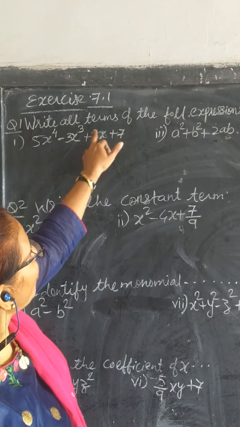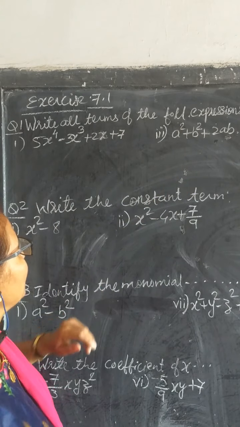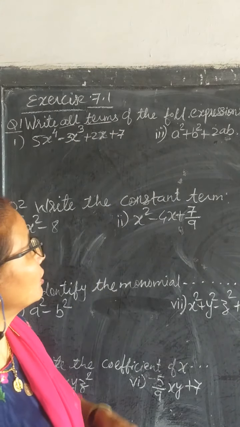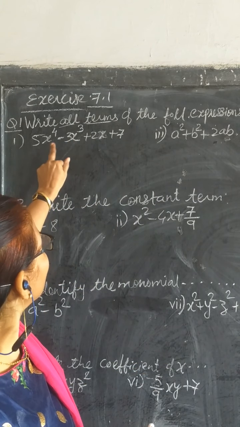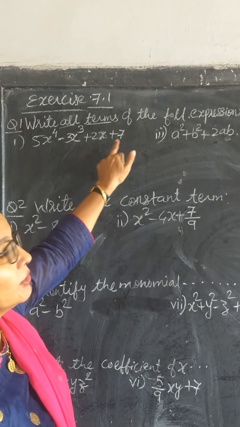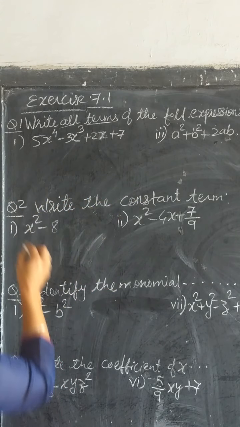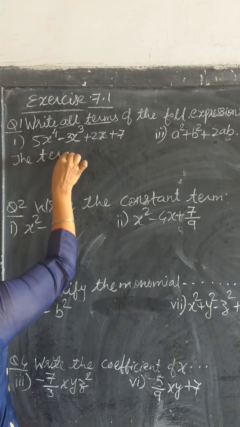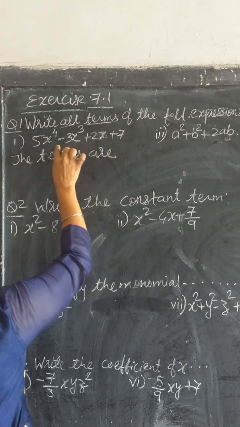The question is, write all terms of the following expression. You have to write all the terms. You know now what is meant by terms. As you can see here, how many terms are there? 1, 2, 3, 4. So you just have to write the terms. In a very easy way we will write the terms are.